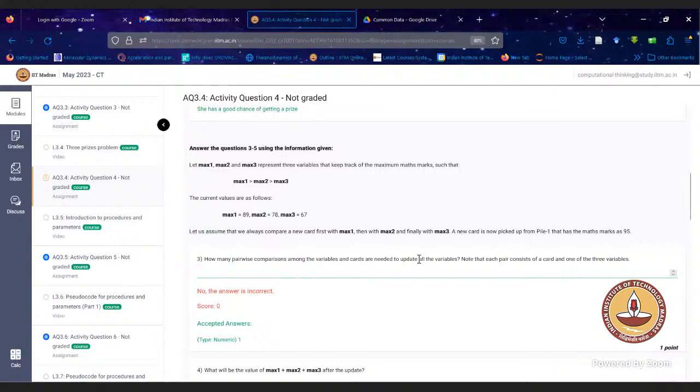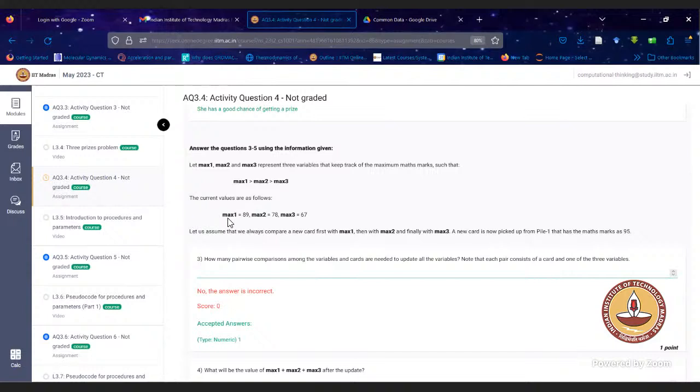variables and cards are needed to update all the variables? The pairwise comparison is only one, right? You're only matching max 1 with the current math marks. That is the only comparison you're doing. The rest of the things is just reassigning, right? Okay. So the pairwise comparison is only one. You only need to test this condition with the maximum mark. That is it.